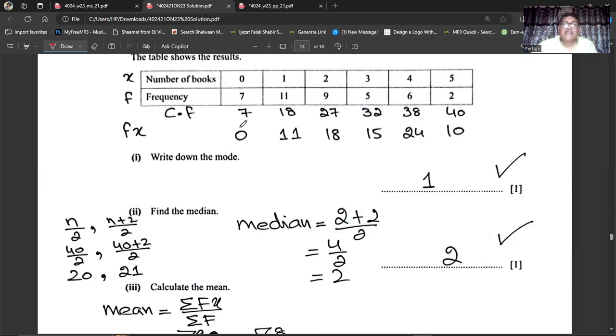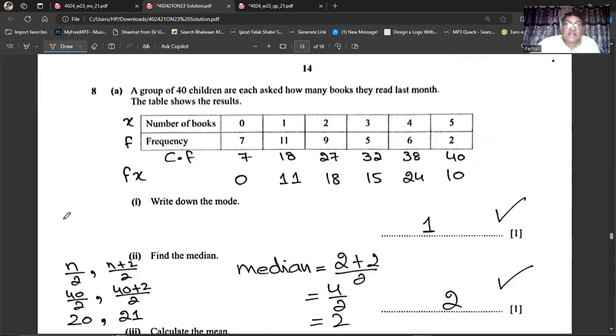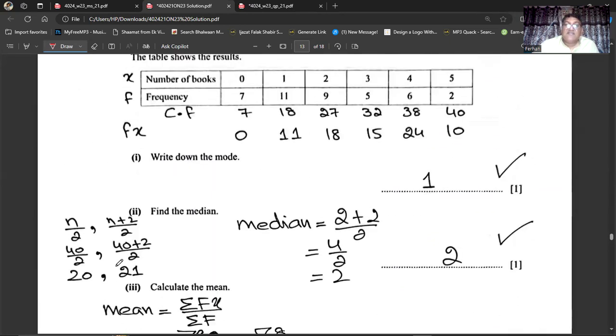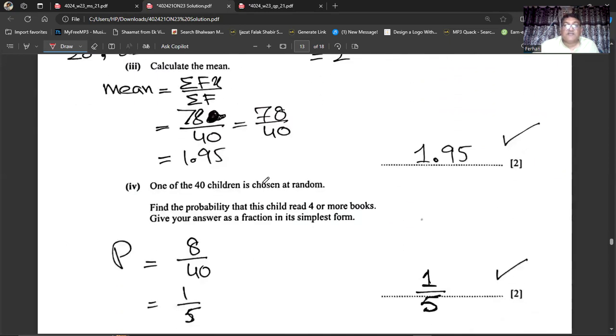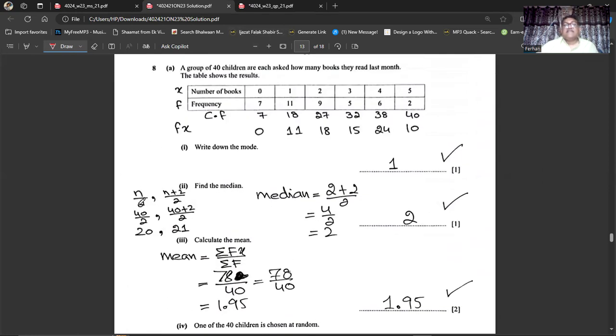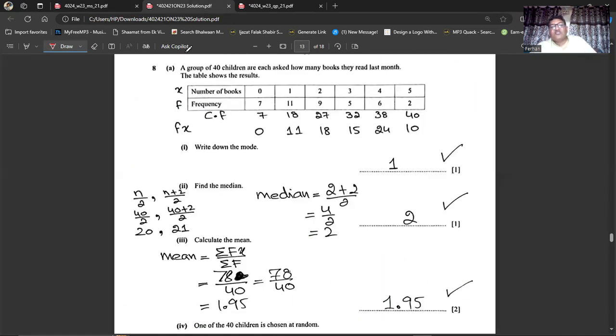So the formula for the mean is summation fx divided by the summation f. Summation fx means you add up all the fx, 0 plus 11 plus 18 plus 15 plus 24 plus 10, and that will be 78. Divided by the summation f, which means you add up all the frequencies, and that will be 40. So the mean will be equal to 78 divided by 40, and that is 1.95. 1.95 is the right answer. So you can look at the marking scheme. This is how this is done.